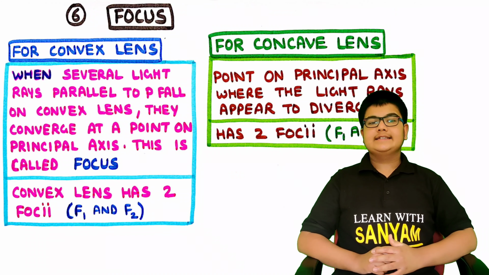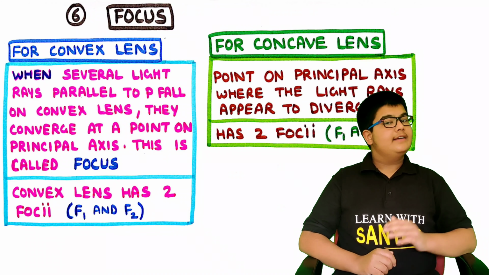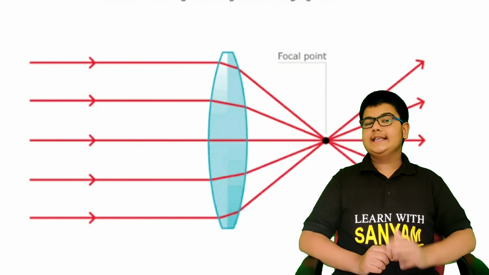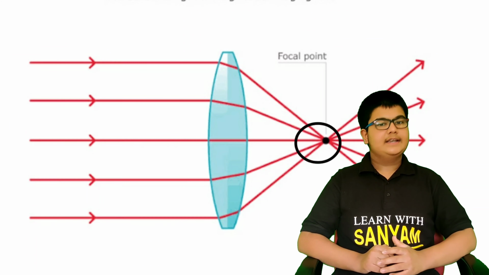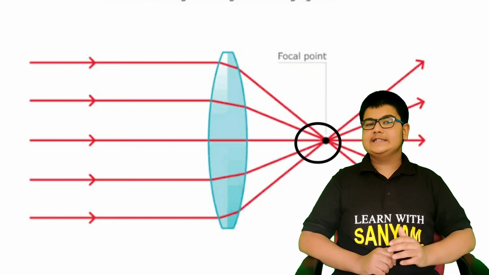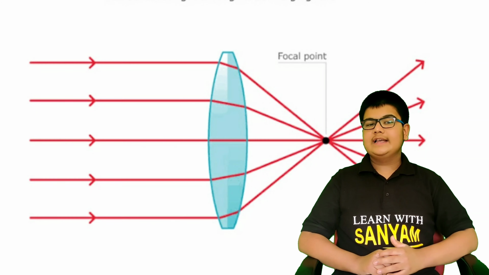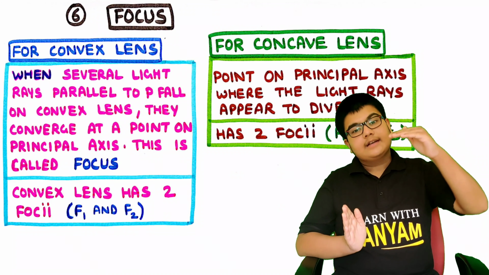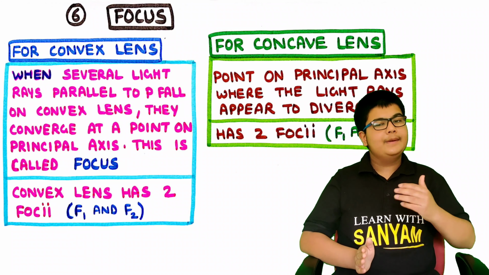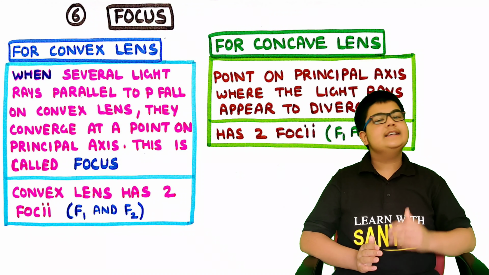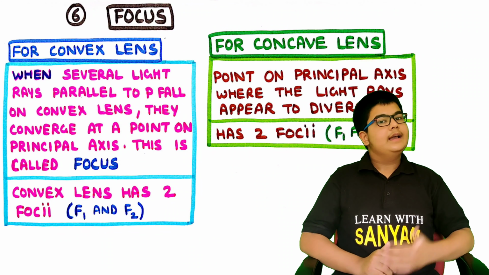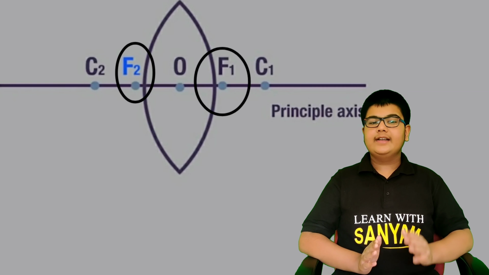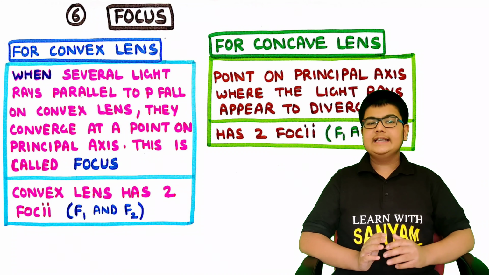For convex lens, the definition of focus is that when several light rays parallel to the principal axis fall on the convex lens, they converge at a point on the principal axis. This is known as focus. So basically the point at which all the light rays converge after refraction from the lens is known as focus. And again, the convex lens has two foci, f1 and f2, as you can see in this diagram.